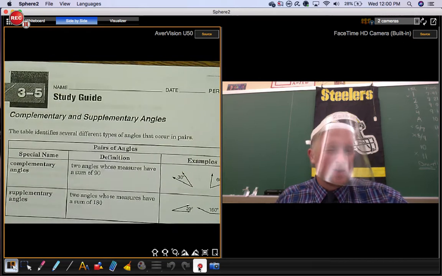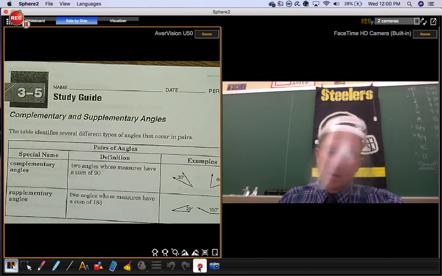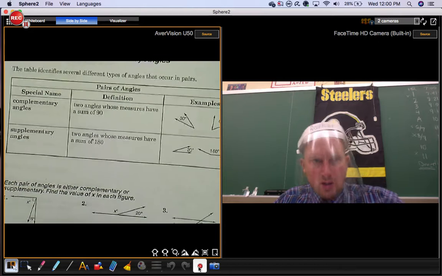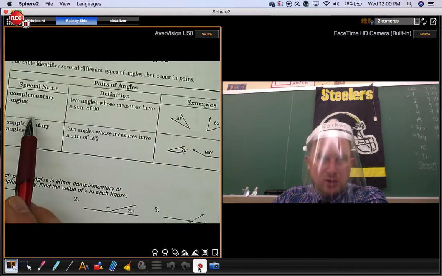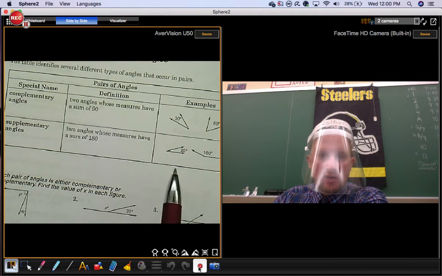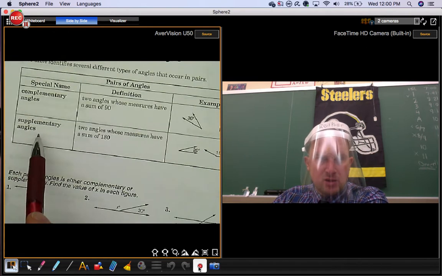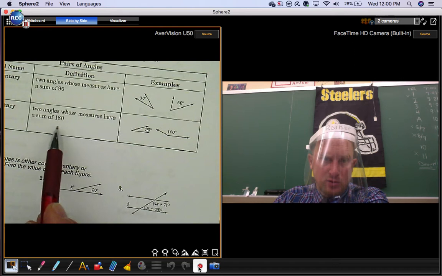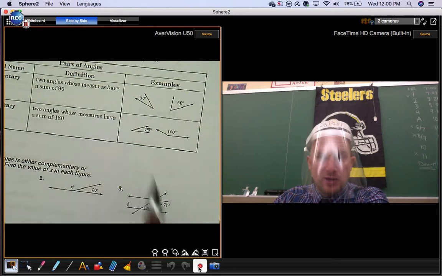This is a study guide for section 3.5. It's on complementary and supplementary angles. They tell you what complementary angles are. They're two angles whose measures add up to 90. Supplementary angles are two angles whose measures add up to 180.